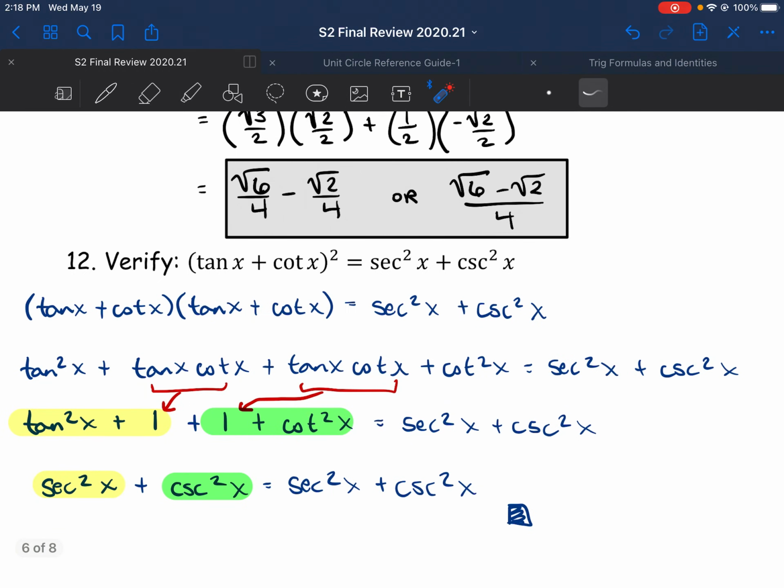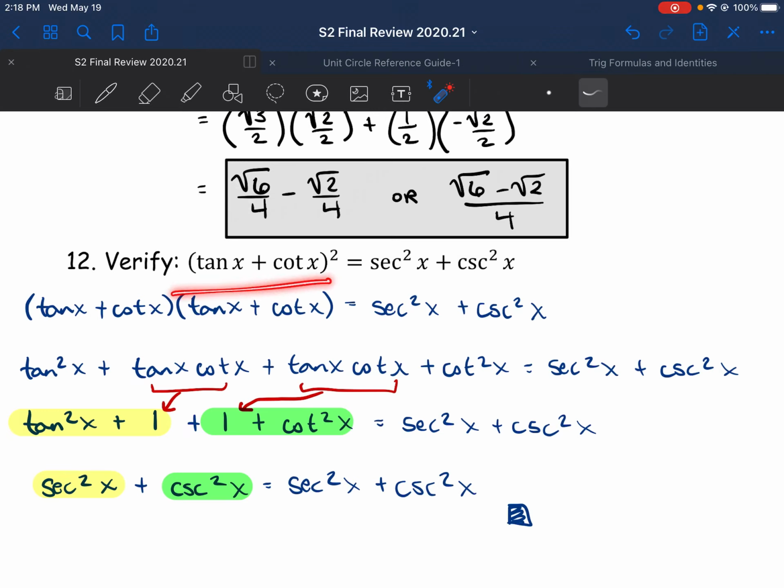All right, number 12 is a verification problem. Recall for trig verification, you're trying to make one side of the equation equal to the other side of the equation. And we typically don't work on both sides at the same time. Usually, in the majority of cases, it's the left side of the equation that you're going to work with.